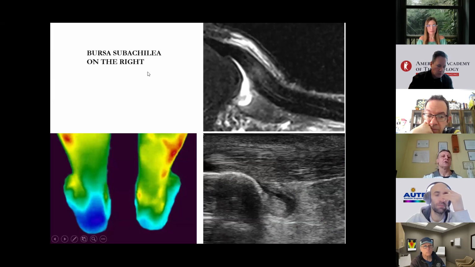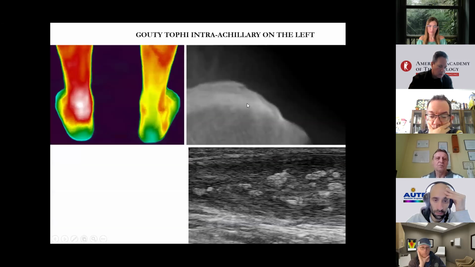Bursa subachillea on the right side. On MRI and on sonography, we can see filled bursa subachillea, and on thermography on the affected site is increased temperature activity.